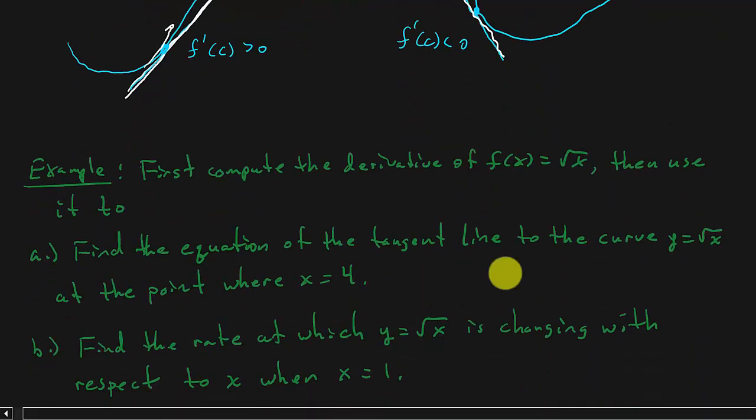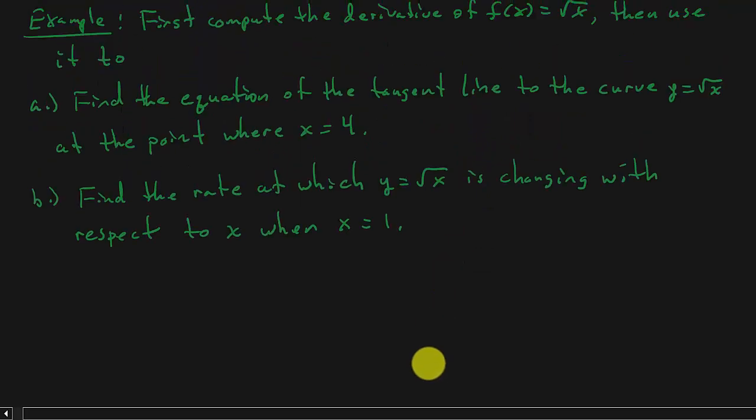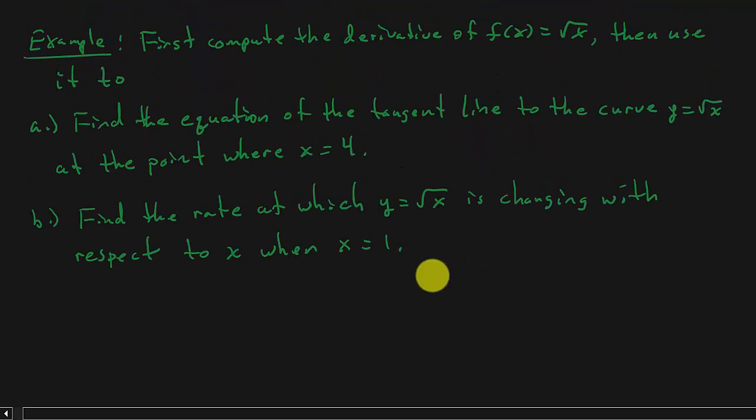Okay, so originally I have one more problem to work, but I'm going to work this one, and then I'm going to write down another problem, and we're just going to take the derivative of it, because I want you to see how to do that. All right, so example: first compute the derivative of f of x equals square root of x. Then use it to find the equation of the tangent line to the curve y equals square root of x at the point where x equals 4, and then find the rate of change when x equals 1. So basically, we're going to find the equation of a tangent line.